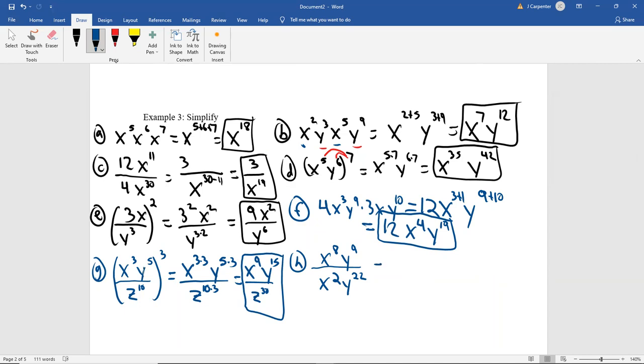Now with h, the variables are not sitting side by side. It's not a variable with an exponent raised to another exponent. They're on top of each other. So what did we say we do with the 8s and the 2s and then eventually the 9s and 22s? Do we add them, subtract them, or multiply them?